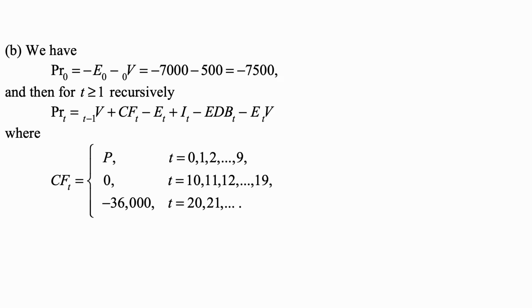Part B. Question B. Profit at time 0 is minus the expense minus the reserve at time 0. That's negative 7,000 minus 500, so these are the large setup expenses. And that's negative 7,500. And then for t greater than or equal to 1, we have the recursive relationship. That profit at time t is the reserve at time t minus 1, plus any cash flows that come in or come out if it's the payout of some type, minus expenses plus interest, minus expected death benefit, minus expected value of the next reserve.